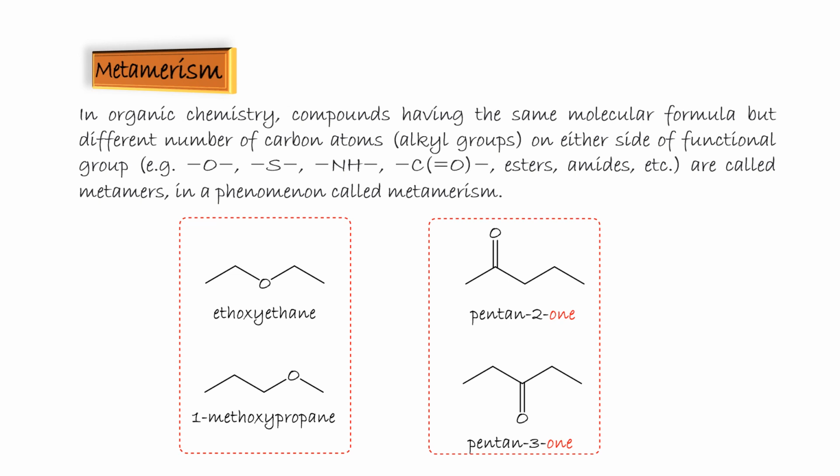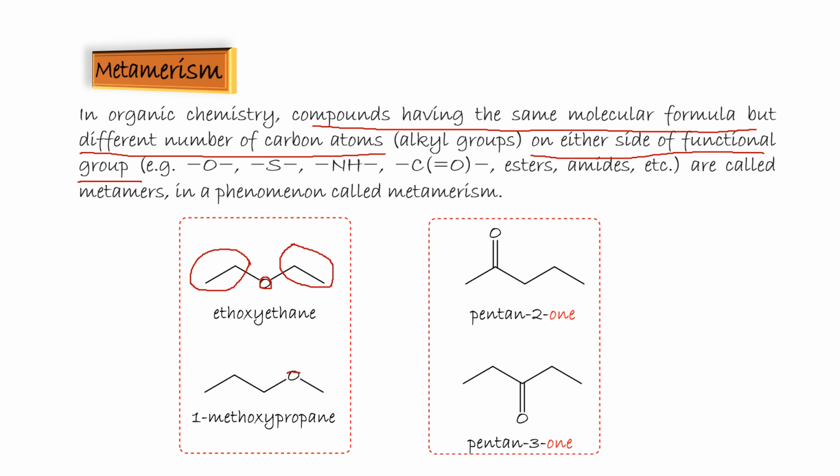Metamerism. These are compounds having the same molecular formula but a different number of carbon atoms on either side of the functional group. Like here, the functional group is ether. This side we have an ether group, and this one is inside an ether group. Again, the same ether functional group, but we have here 1 methyl and here a propyl group. So the number of carbons on both sides, the sum of them is 4: 1 and 3 is 4. So the same molecular formula, but again it has a different number of carbon atoms on either side of the functional group.